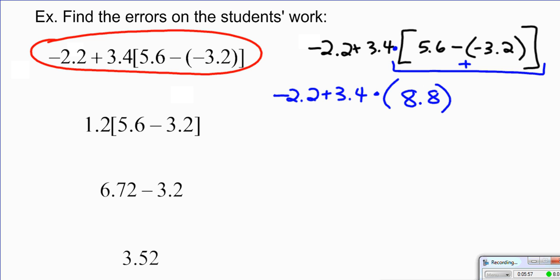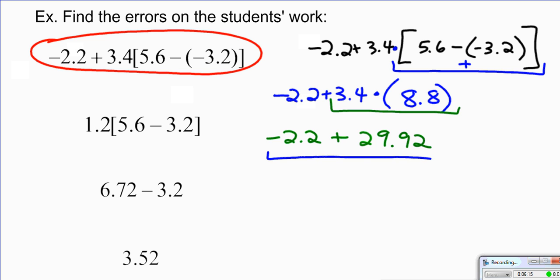Now we have addition and multiplication. So the multiplication step is going to go next. Negative 2.2 carries down, plus 3.4 times 8.8 gives us 29.92. And now we need to add. So 29.92, and we have a negative 2.2. We should have a large positive answer. We get positive 27.72 left over. So quite a big difference between that and the 3.52 that the student got.